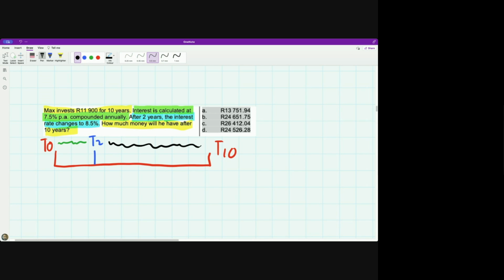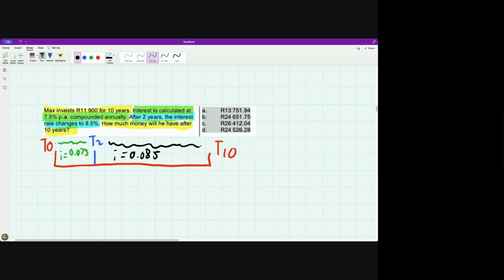So the interest rate is calculated at 7.5% per annum compounded annually. For this one, the interest rate is just 0.075. And then over here, it changes to 8.5% per annum, so i equals 0.085. Do you want to try and work this out by yourself and give me an answer, or would you like another tip? Let me know in the chat if you're ready to take this on, or do you need another tip?